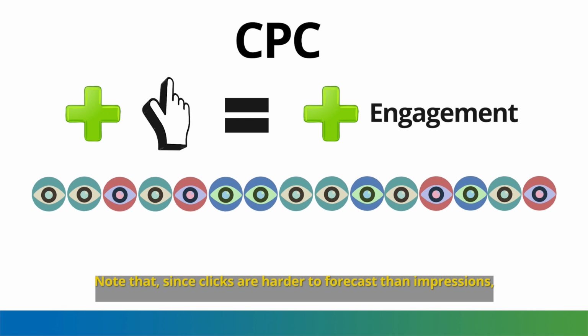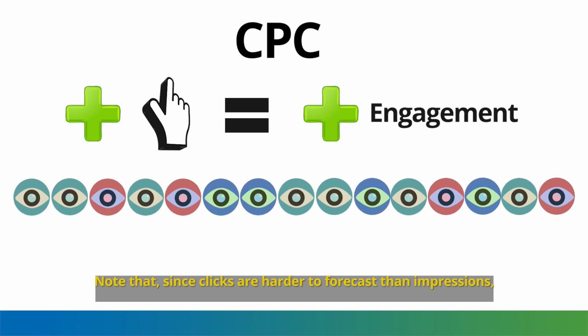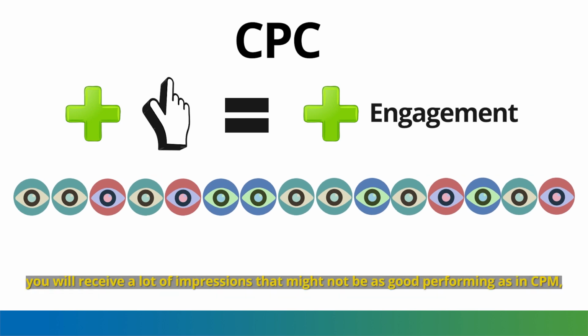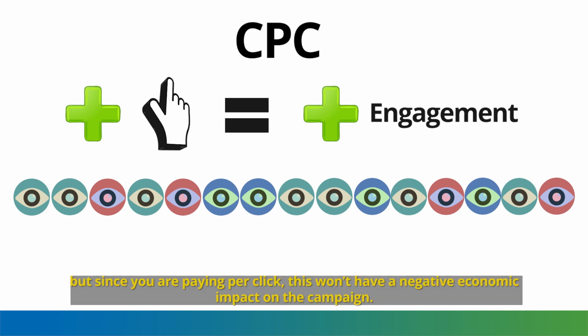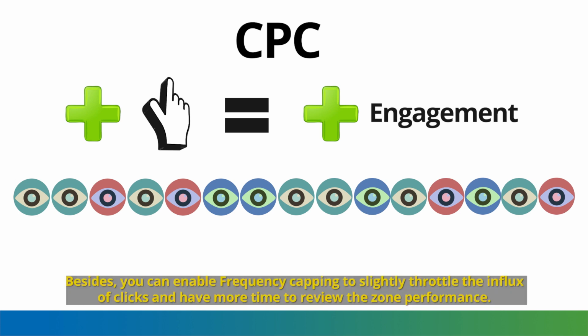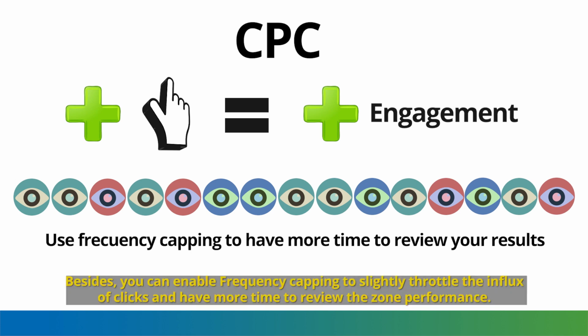Note that, since clicks are harder to forecast than impressions, you will receive a lot of impressions that might not be as good performing as in CPM, but since you are paying per click, this won't have a negative economic impact on the campaign. Besides, you can enable frequency capping to slightly throttle the influx of clicks and have more time to review the zone performance.